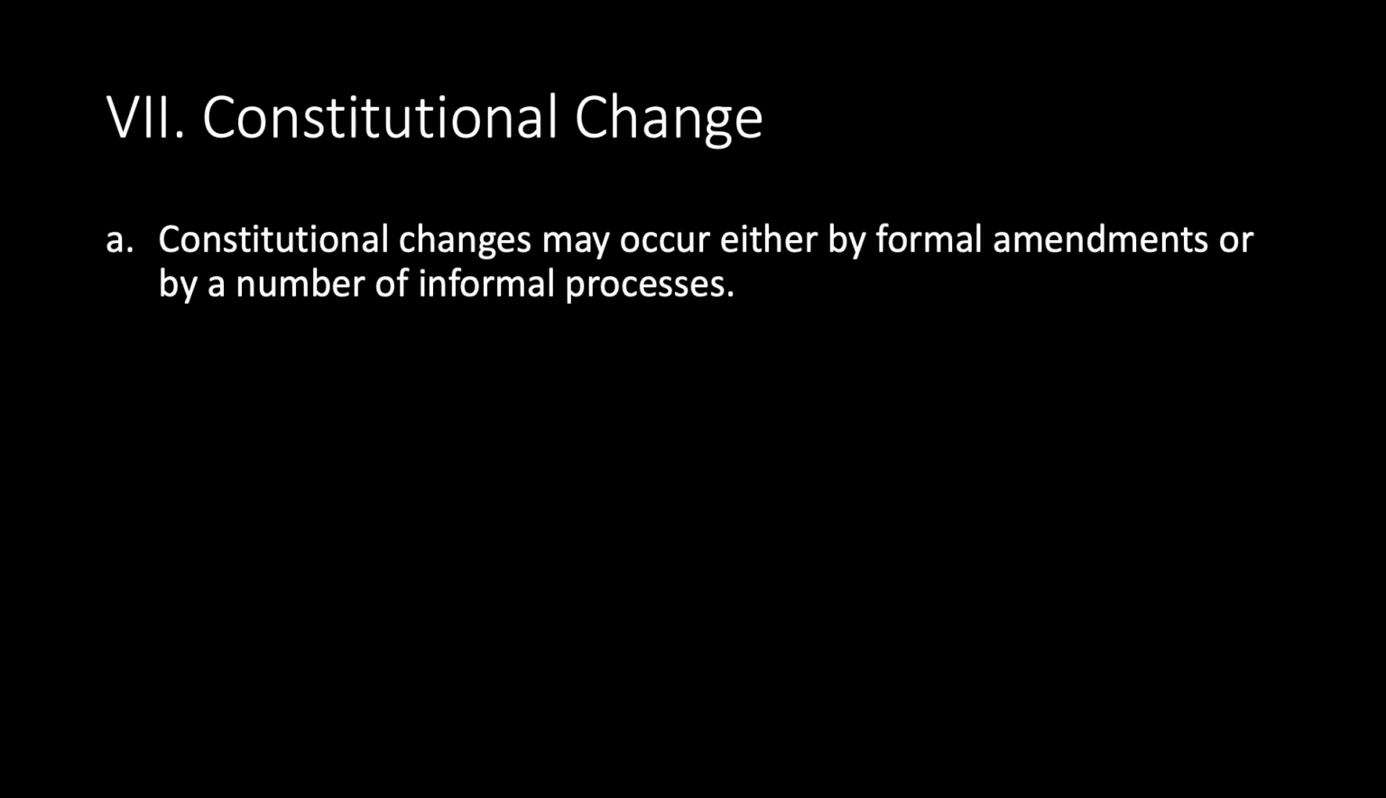Now, constitutional changes can occur either through the formal amendment process or through a number of informal processes. We have had 27 changes to the Constitution. Those are the 27 amendments. However, there have been a number of things that have changed over the course of time that have resulted through informal change. The best example of that would be political parties. There is nothing in the Constitution to talk about political parties, and yet they are there, and they're very, very important to the daily workings of our government.